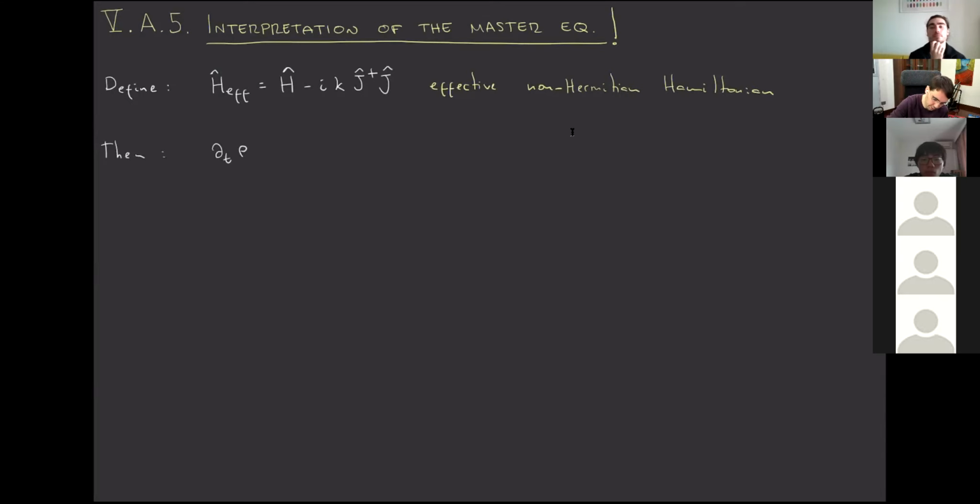Which is this one here, that the time derivative of the state is equal to 1 over i h bar, then we have something similar to the commutator. So it's just the effective Hamiltonian rho minus rho, the effective Hamiltonian dagger. Okay, you can check that this is true. And then we have a term that we cannot write in any kind of commutator form, which is J rho J dagger.